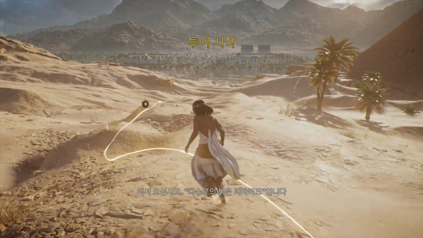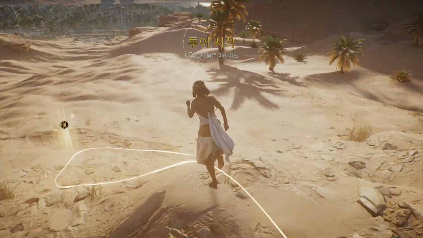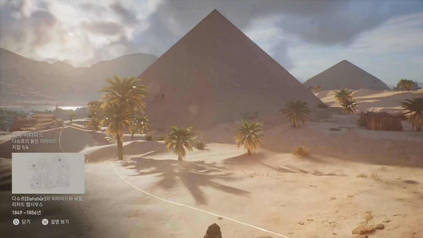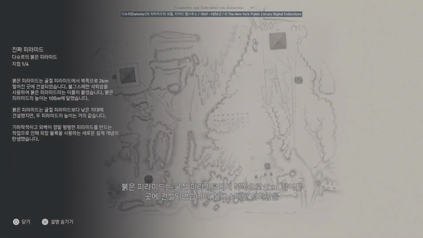Welcome to the Red Pyramid of Dashur. The Red Pyramid was built 2 kilometers to the north of the Bent Pyramid. It was so named due to the reddish limestone used in its construction. The Red Pyramid reached a height of 105 meters.